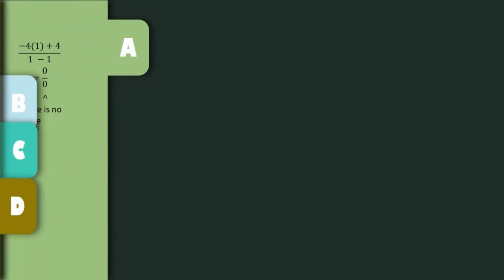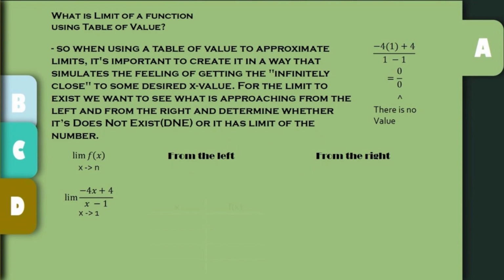Anyway, let's go back to the topic that we are going to learn. In this file A, we have to know what is a limit of a function using the table of values and how it works. When using a table of values to approximate a limit, it's important to create it in a way that simulates getting infinitely close to some desired x value. For the limit to exist, we want to see what is approaching from the left and from the right, and determine whether the limit does not exist or it has a limit of a number.